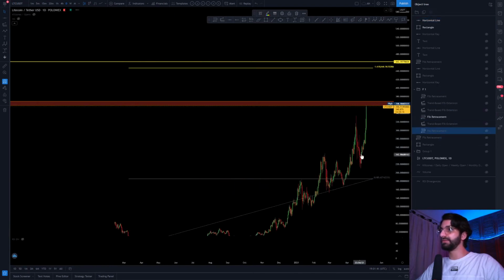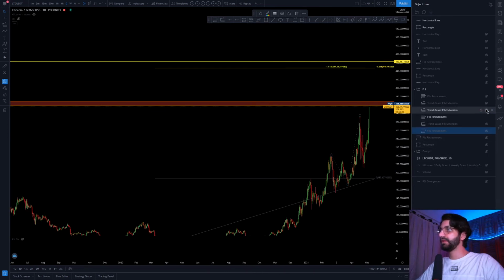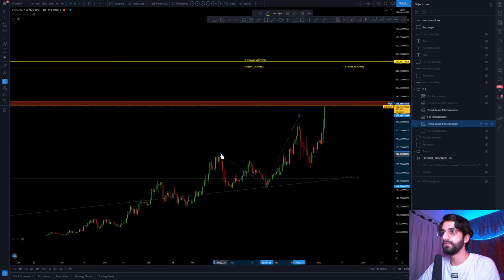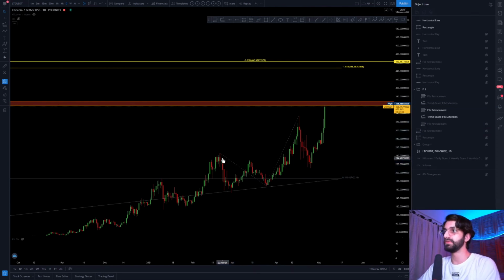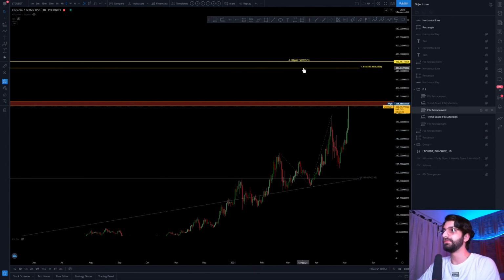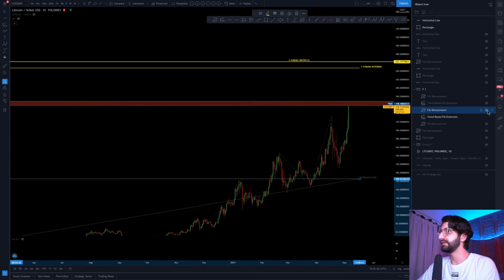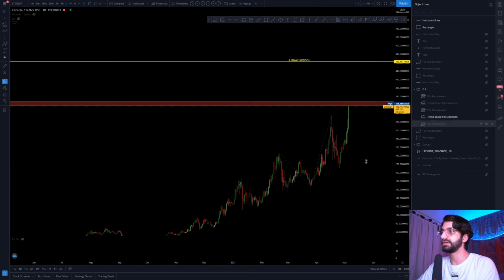We have the 1.618 Fib expansion, 447. So we have two clear areas over here. Number one, we have the 1.618 of the Fibonacci retracement. Then we have the Fib extension 1.618 coming in.